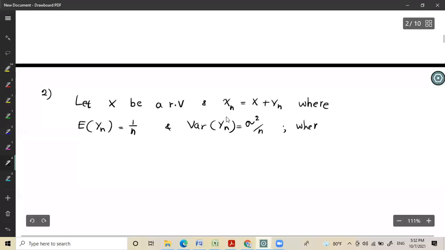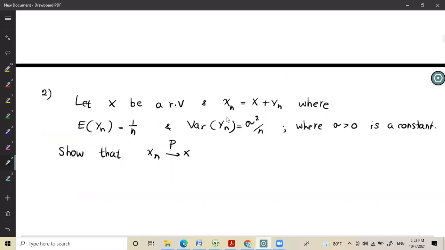And sigma is greater than 0. Obviously it should be, this is a standard deviation, and it's a constant. You have to show that xn goes to x in probability. Okay, you have to show that xn goes to x in probability.